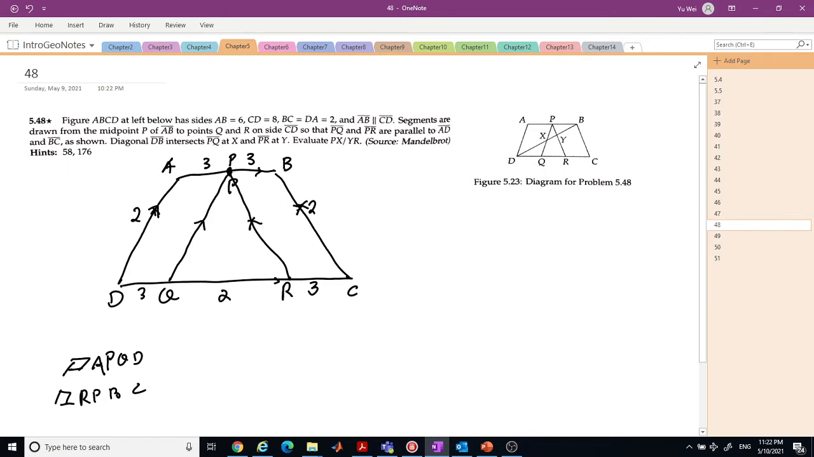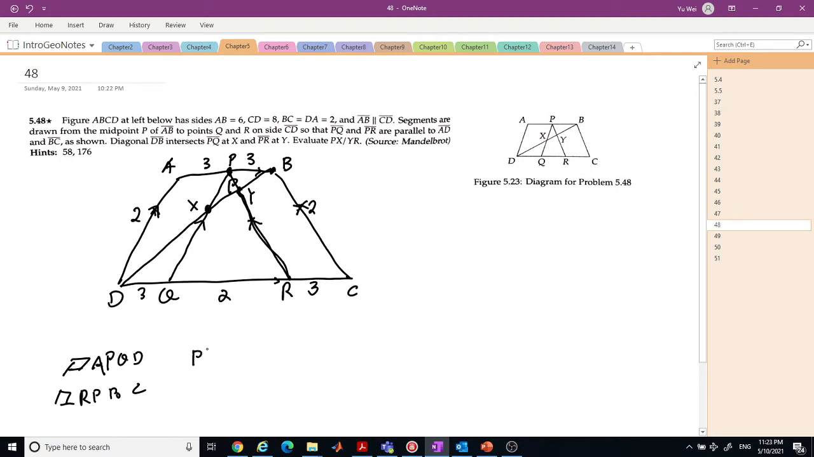Okay, we connect the BD. We have the crossing points X and Y. It's asking you what is PX against YR.